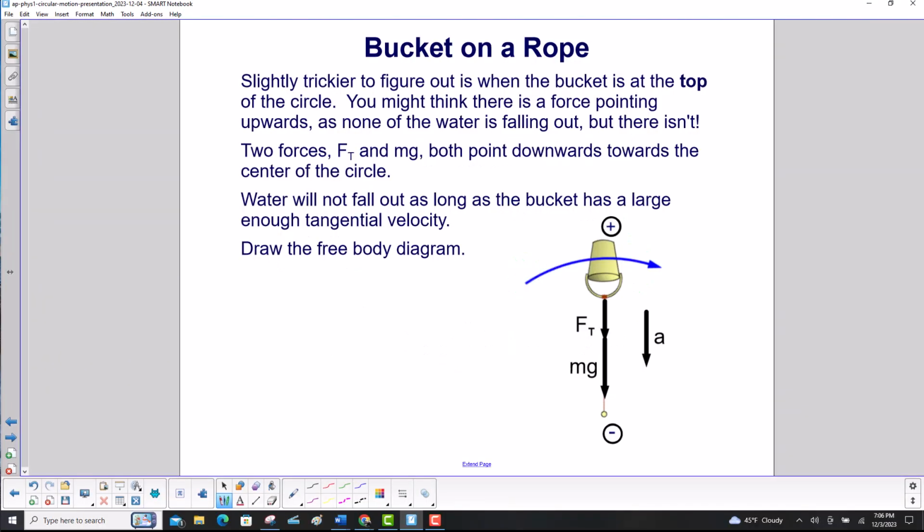Slightly trickier to figure out is when the bucket is at the top of the circle. You might think there is a force pointing upwards as none of the water is falling out, but there is not. Two forces, tension and mg, both point downwards towards the center of the circle. Water will not fall out as long as the bucket has a large enough tangential velocity. So draw the free body diagram. Here it is, tension and mg going down, as is the acceleration.